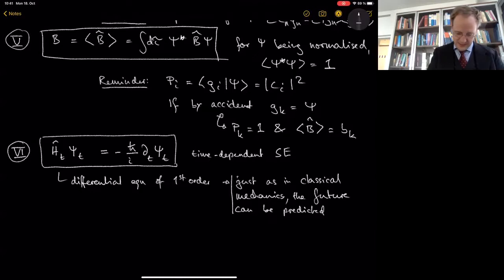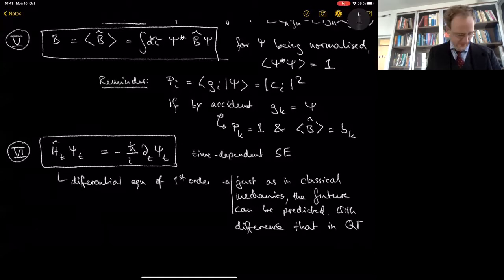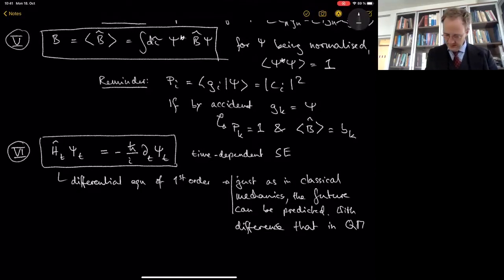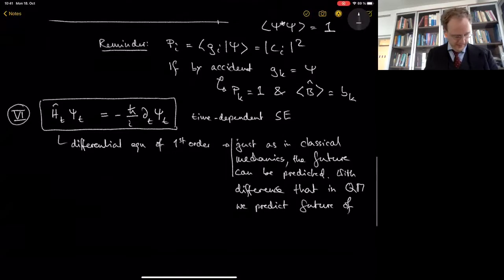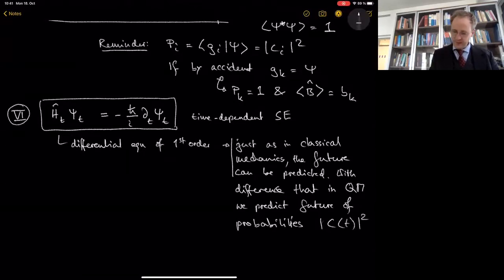So the difference to classical mechanics is that in QM we predict the future of probabilities. In other words, our coefficients squared, these are our probabilities, they are time dependent, and that then implies that our psi should look like something like this in our basis set.